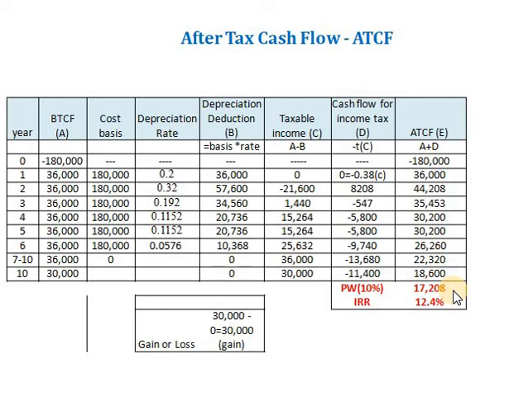Now we want to calculate the gain. The gain has to be calculated here. As we said, it is the market value, which is $30,000, minus the book value. Here it is 0, so it is $30,000. And we have to apply the tax on this value as well. It has to be calculated.